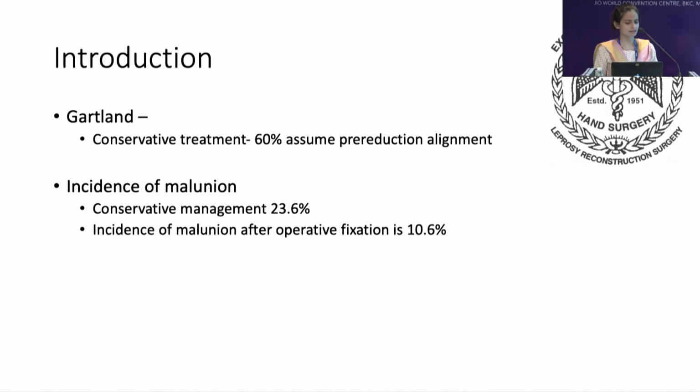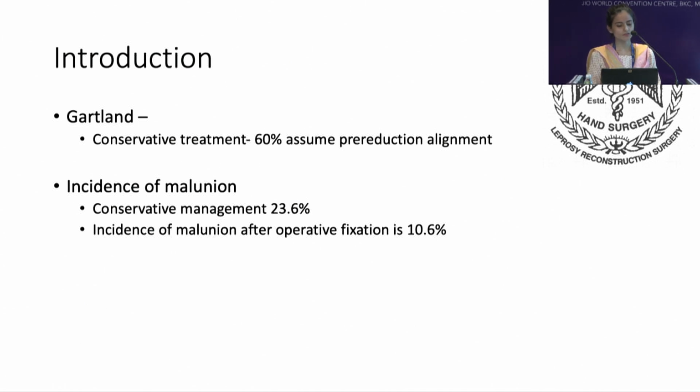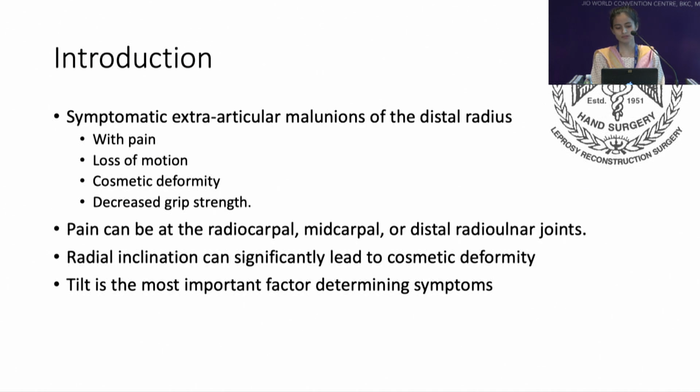So Gartland had described that after conservative treatment, 60% of them assume a pre-reduction alignment. And the incidence of malunion after conservative management is 23.6%, and the incidence of malunion after operative fixation is 10.6%.